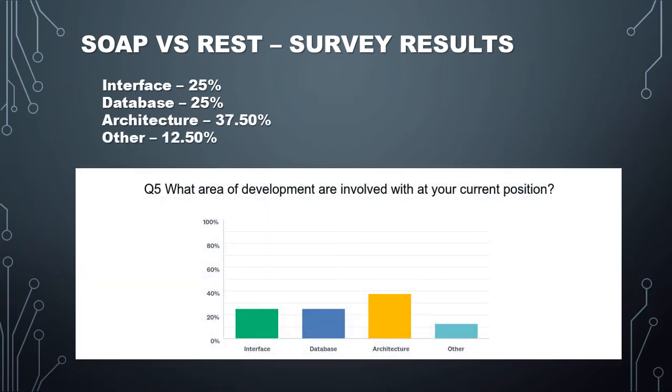Next question was, what area of development are you involved with at your current position? For the majority of the responses, they chose architecture. That was interesting. Typically, developers that deal with architectural responsibilities within their job are high on the totem pole, if you will. They've been there a long time. They're past the interface and database stage, and now they're doing both. And so they have been doing development for a while.